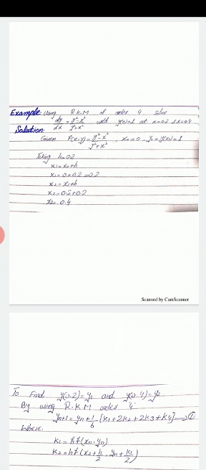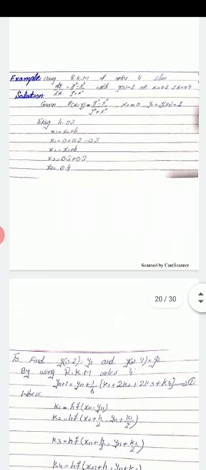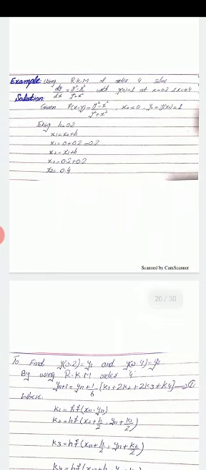But if we choose 0.1, then our steps will be 4, and it is a long process, so we will take h equal to 0.2, so our number of steps will be 2 because we want to find 0.2 and 0.4.